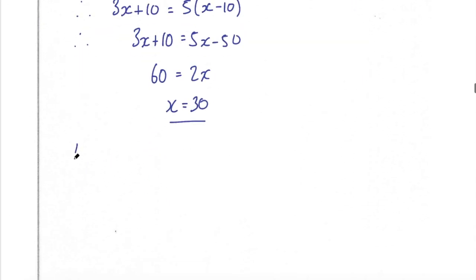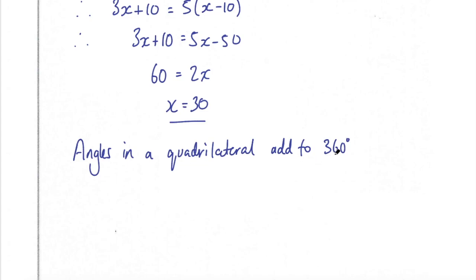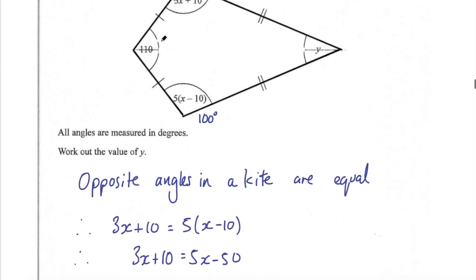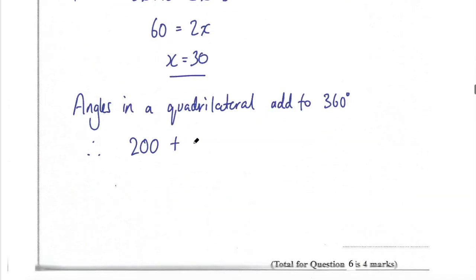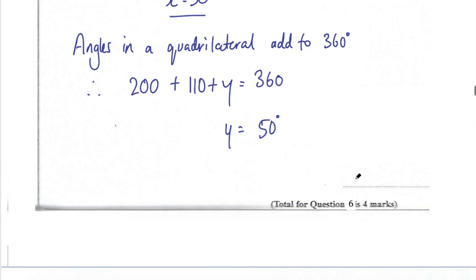And we can say another key point is that angles in a quadrilateral add up to 360 degrees. So therefore, these two angles added together plus this angle plus y must equal 360. So 100 plus 100, that's 200, plus 110. Let's go ahead and write some of this down. 200 plus 110 plus y equals 360. And so y is going to be 360 minus 310, which is 50 degrees. So we get y equal to 50 degrees for our final answer. That's question 6 for 4 marks.